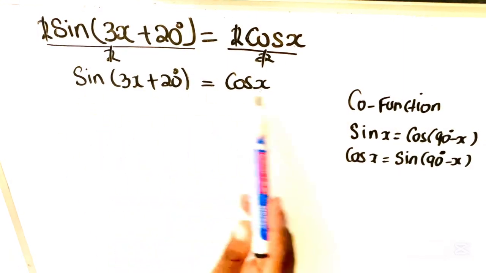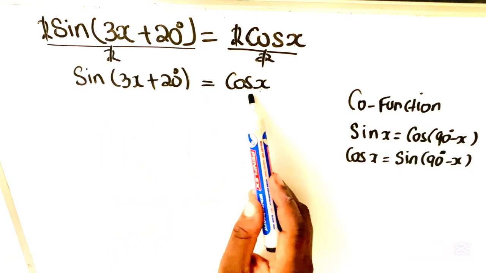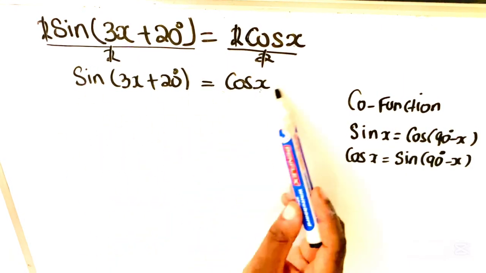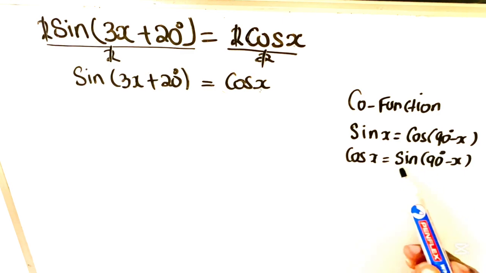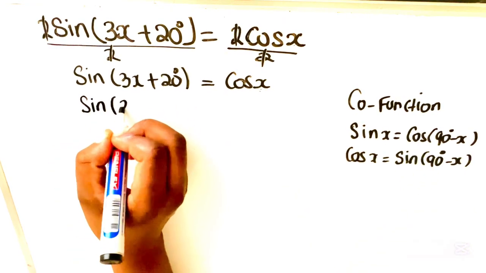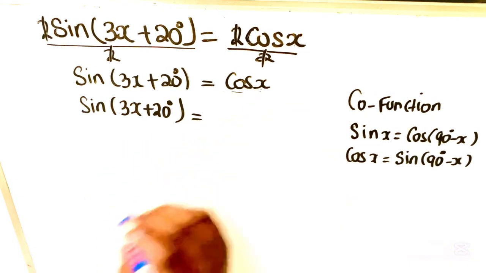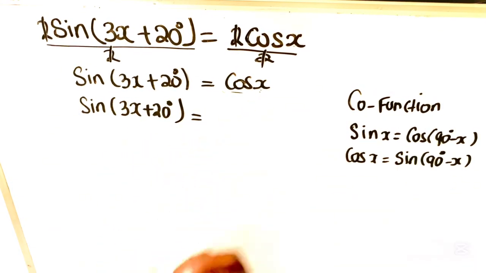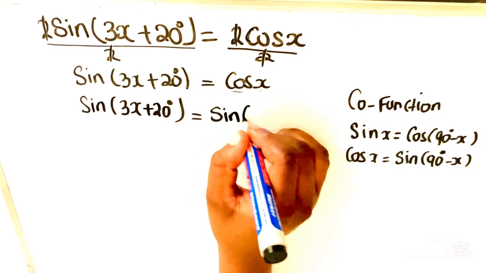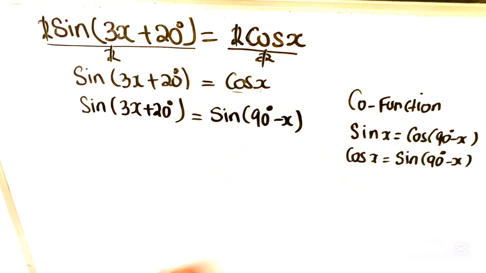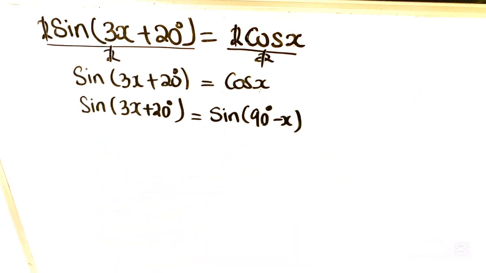it's up to you to choose to work with the sin throughout the equation, or you'll work with the cos. So I will change the cos. Cofunction of cos is sin of 90 minus. So sin of 3x plus 20 degrees. Instead of writing the cos, you write its cofunction. Now both sides of the equation have the same trig ratio.